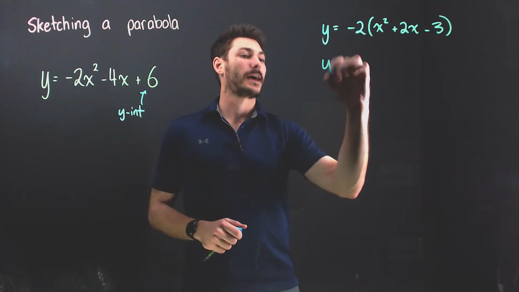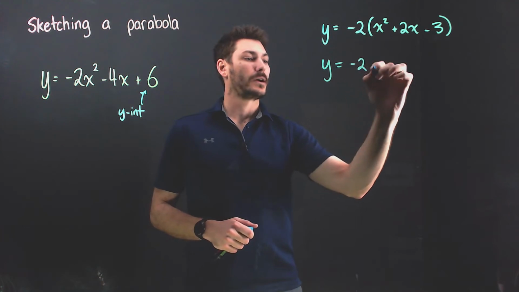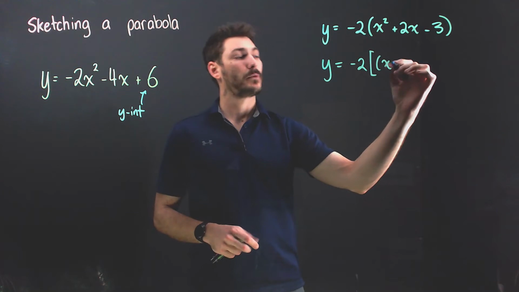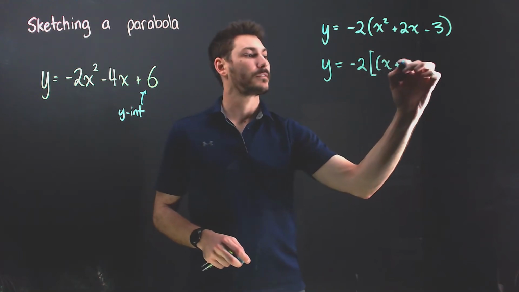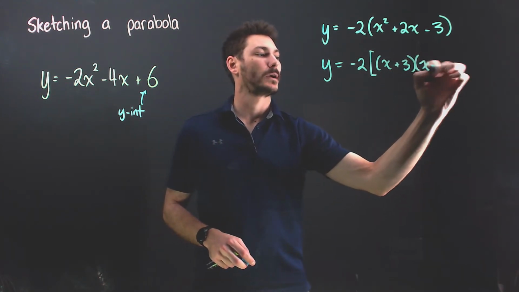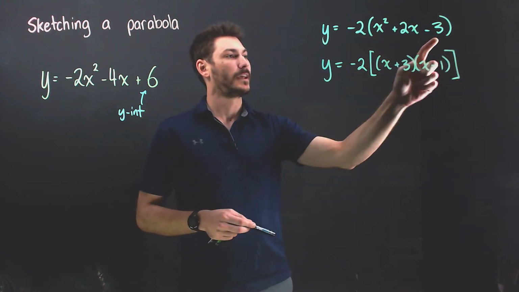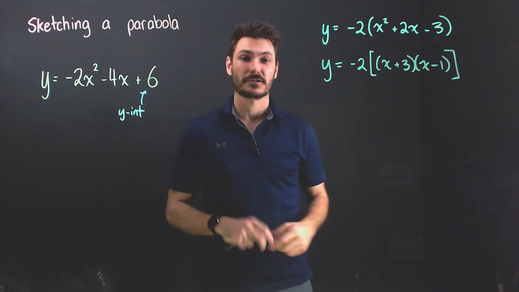So I do in fact have those factors, and I can say y is equal to minus 2 times by x, positive 3 minus 1. So x plus 3 and x take away 1. And that will expand out nicely into this, and then I can re-expand it into my original equation.